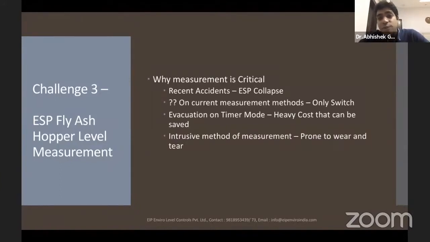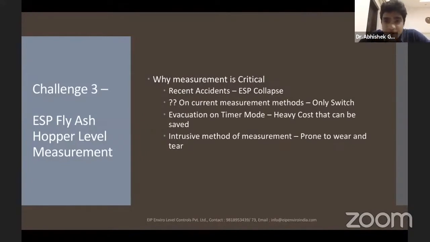And why do we say it is critical? The reason is in front of us in terms of the recent accidents where we have witnessed ESPs collapsing in well established big power plants. Current measurement is only a switch. A switch gives a high and low level. You never know what is happening apart from that high or low level.